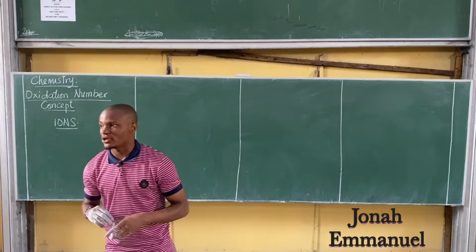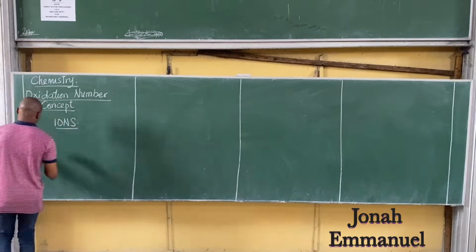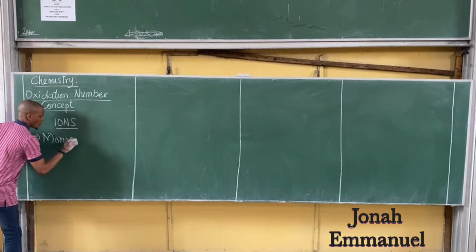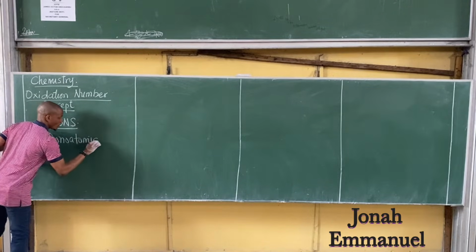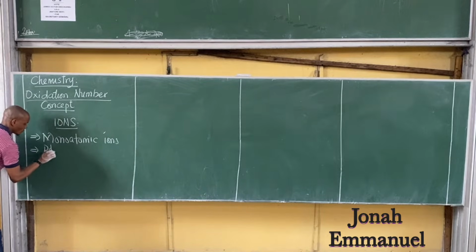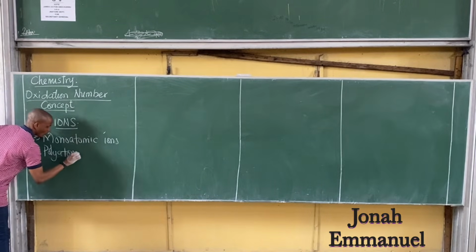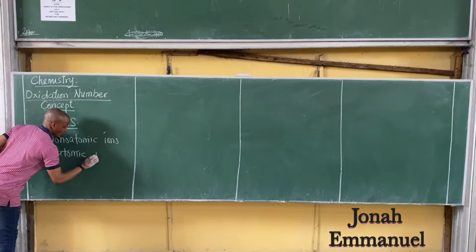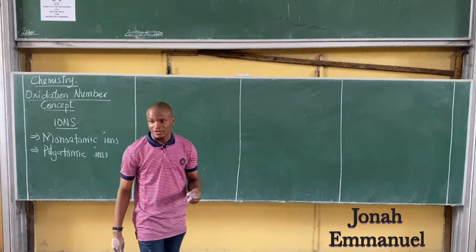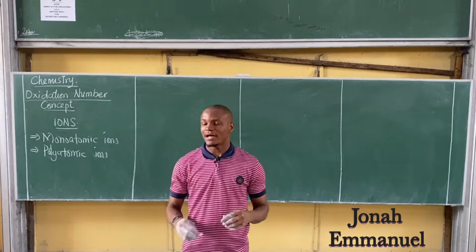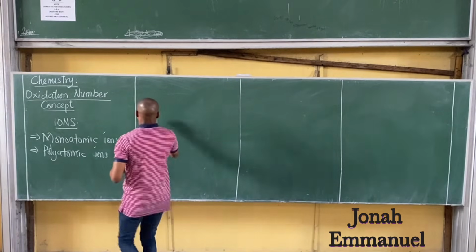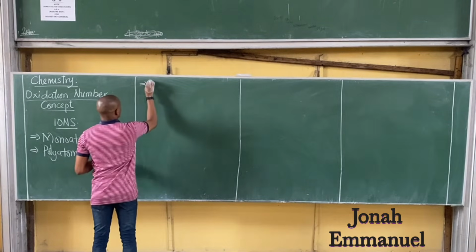There are two types of ions. We have monoatomic ions and polyatomic ions.